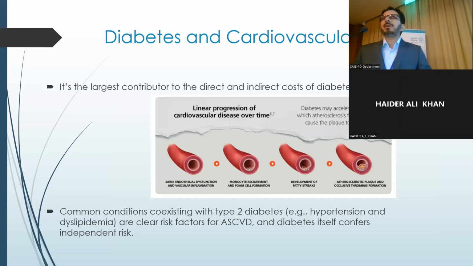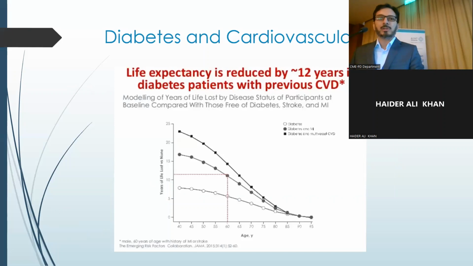Now, atherosclerosis is a progressive disease that starts very early on, and there is a linear progression of cardiovascular disease with time. Unfortunately, in diabetic patients, this rate of atherosclerosis is accelerated, and this leads to increased risk of cardiovascular disease. At the same time, there are other common conditions which coexist with type 2 diabetes, which are hypertension, dyslipidemia, and other risk factors that we mentioned, and they are all risk factors for atherosclerotic cardiovascular disease. Now, if a diabetic patient has cardiovascular disease, their life expectancy is expected to be reduced by 12 years.